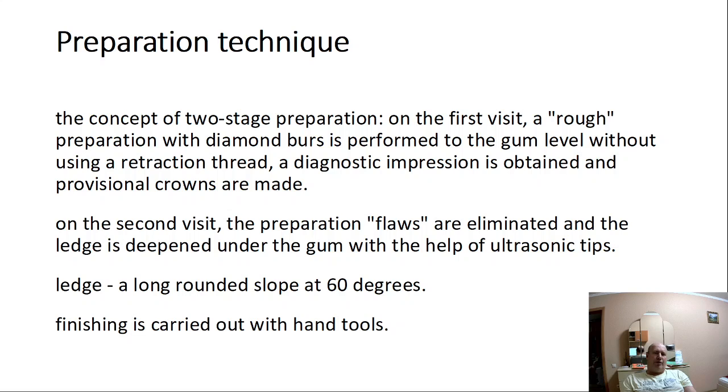The concept of two-stage preparation. In the first visit, a raw preparation with diamond burs is performed to the gum level without using a retraction thread. A diagnostic impression is obtained and provisional crowns are made. And on the second visit, the preparation flaws are eliminated and the ledge is made under the gum with the help of ultrasonic tips. Ledge long round slope at 60 degrees. Finishing is carried out with hand tools.